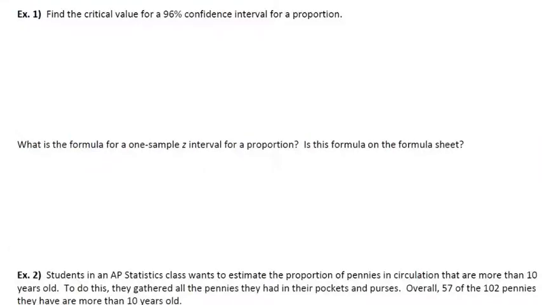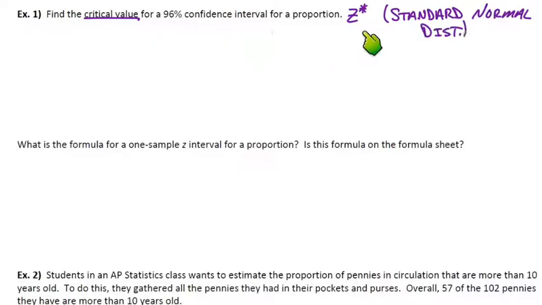So let's look at the first example here. It says find the critical value for a 96% confidence interval for a proportion. Okay, well, it would have been kind of nice if they said 95, because then we just estimate and say, oh, that's 2 standard deviations above or below the mean. But we're going to have to get a little bit more specific, and we've got those skills from Chapter 2. So let's find that critical value, which is just our z star.